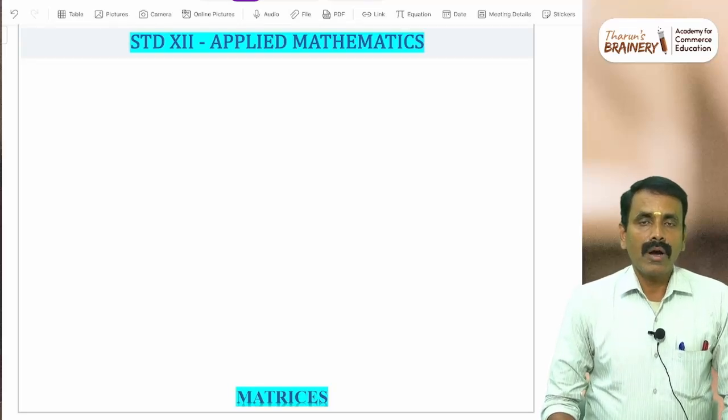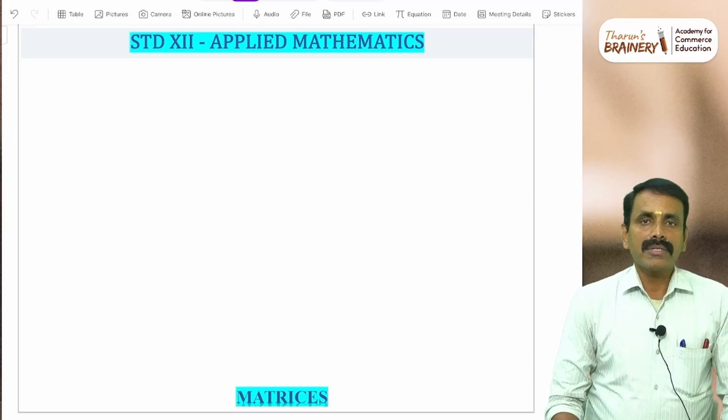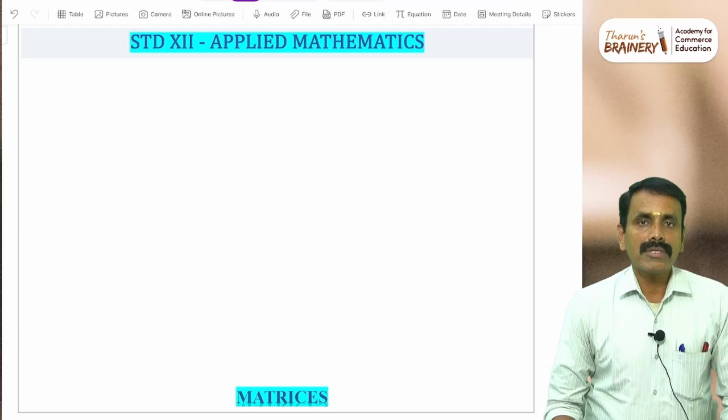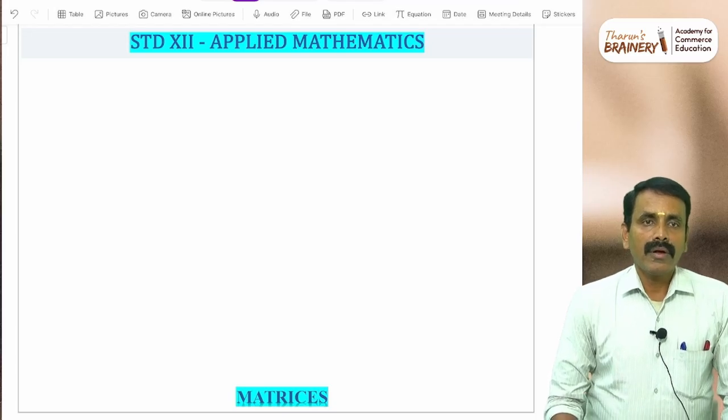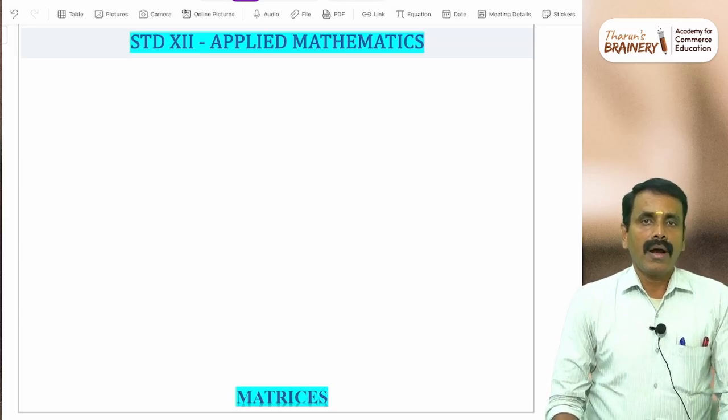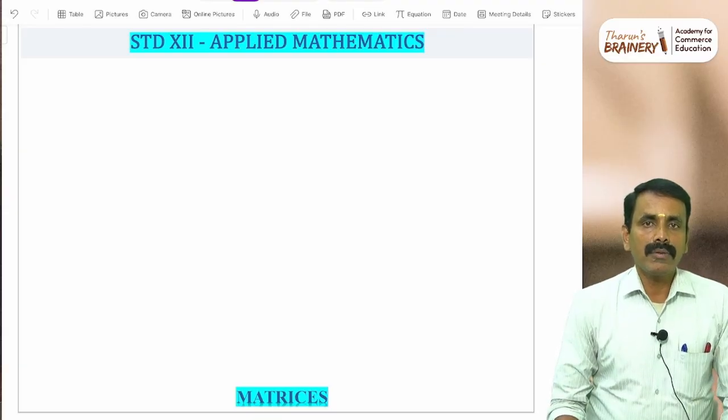Now we are going to see how to add two matrices. Can we add two matrices? We already know what the order of a matrix is and how to equate two matrices. Now we are going to see when to add and how to add two matrices. Addition of two matrices is possible only when the matrices are of the same order. If the matrices are of the same order, then we can add them.